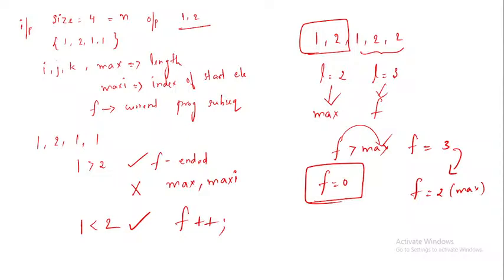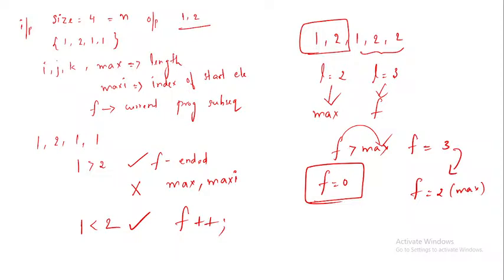So for each element I'll check whether it is greater than the next element. If it is greater than the next element, that means the current progressive subsequence has ended. So it compares the length of the current subsequence with the maximum length so far, and if it is greater, it updates the maximum length and the index of the start element of the longest progressive subsequence. After that, I'll reset the length of the current subsequence to 0, and if the current element is less than or equal to the next element, I'll increment the length of the current subsequence again.